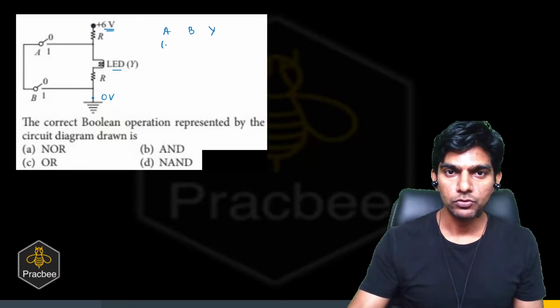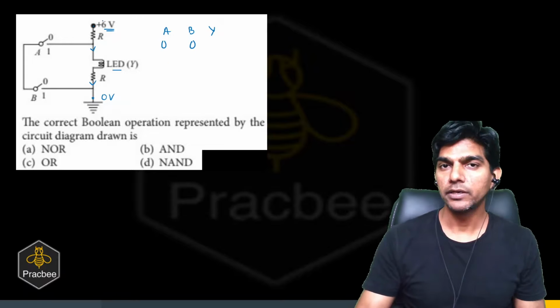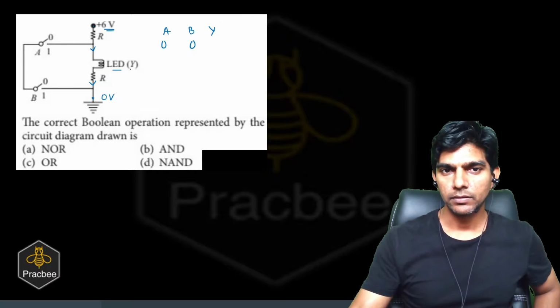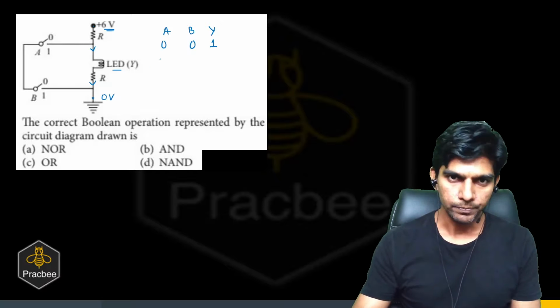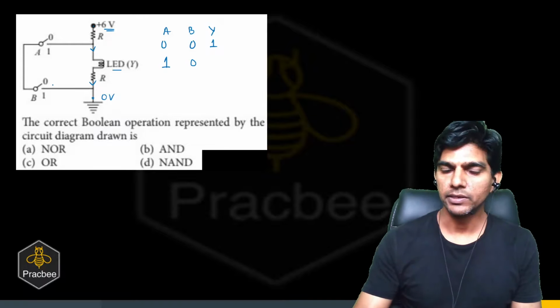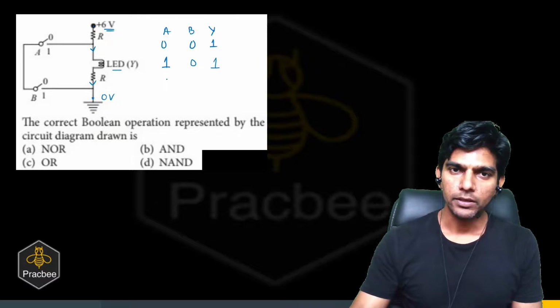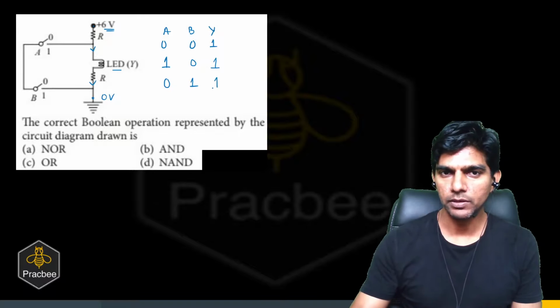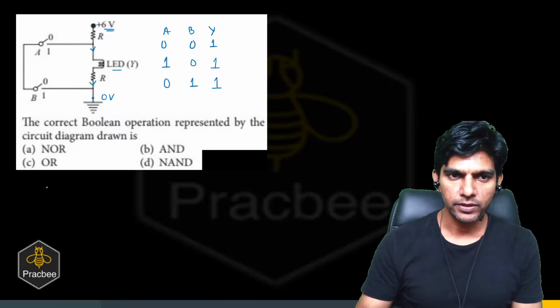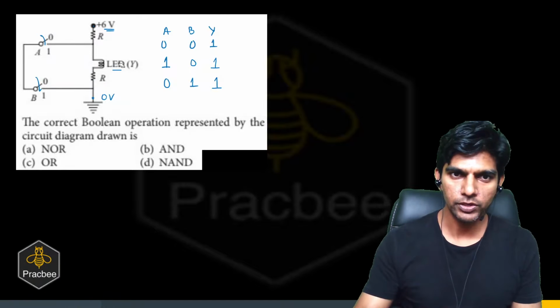If both these switches are open, then can you see the current will flow through the LED. If the current is flowing through the LED, the output will be high. Now, let us say A is closed and B is open, so A is high and B is low, in that case, there will be no change. The current will still keep flowing in the LED and we'll get a high output. If A is low and B is high, again, we will get the same scenario. The LED will glow.